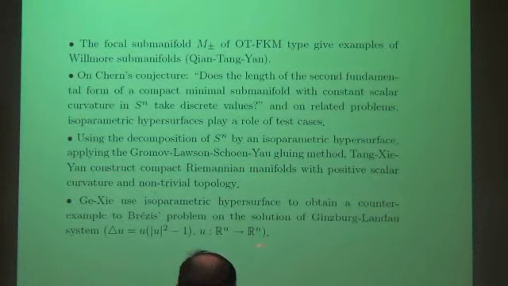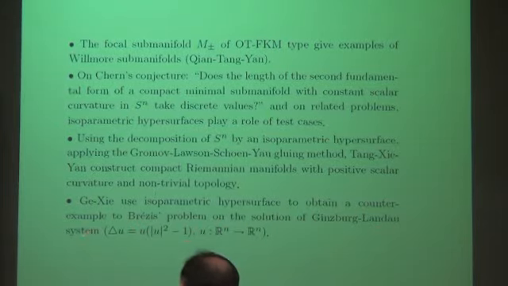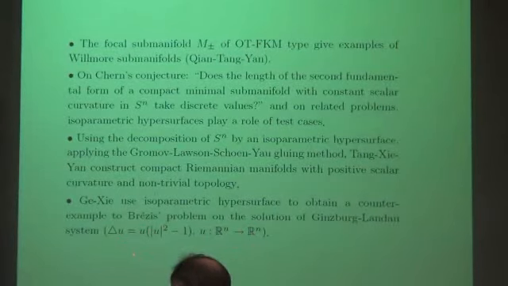Also, this is an analysis result obtained by Gu and Xie. Gu is also a student of Zizhou Tang. They use isoparametric hypersurfaces to obtain a counterexample to Brezis's problem on the solution of the Ginzburg-Landau system. This is the Ginzburg-Landau system. There is some problem, but they could construct counterexamples by using the isoparametric hypersurfaces with 4 and 6 principal curvatures. And this is very interesting.